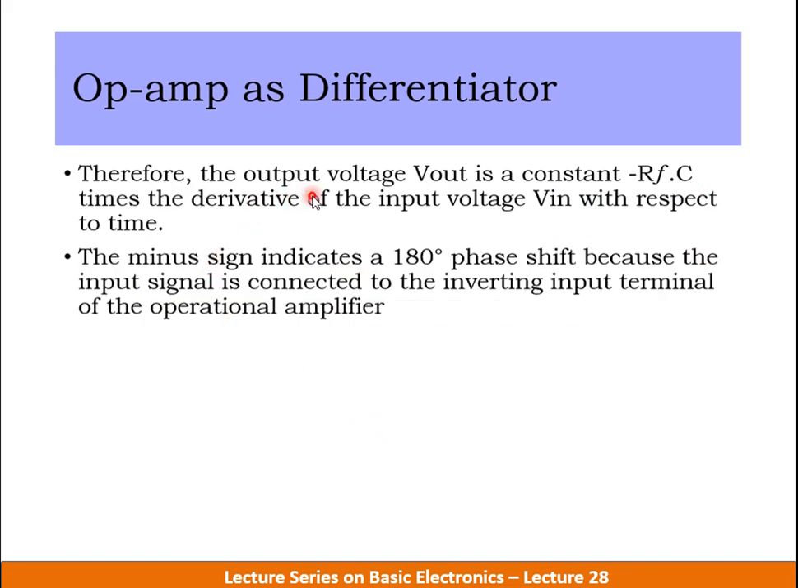So therefore output voltage Vout is a constant, minus Rf into C, times the derivative of input voltage Vin with respect to time. The minus sign indicates that there is a 180-degree phase shift because the input signal is applied to the inverting terminal of the operational amplifier.